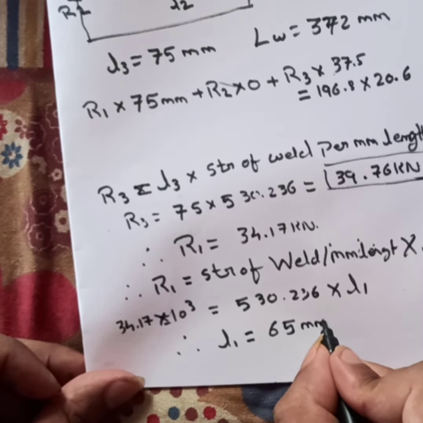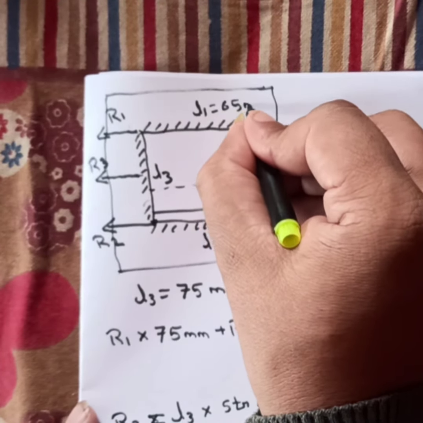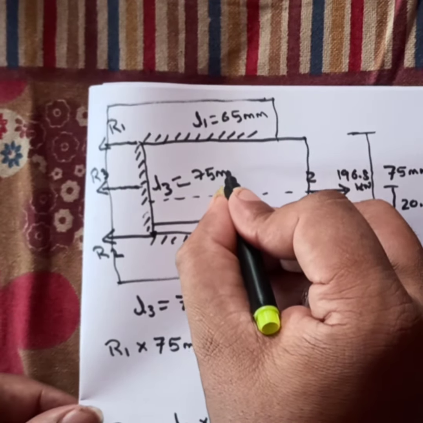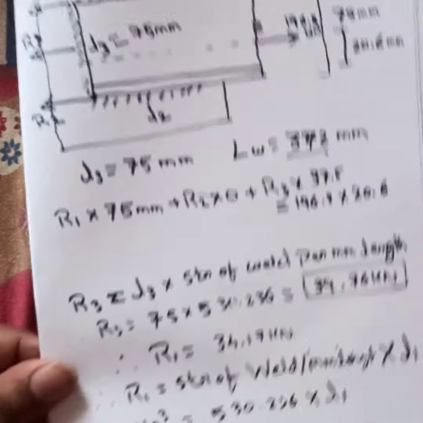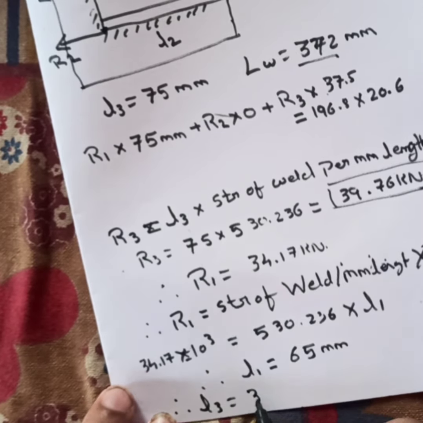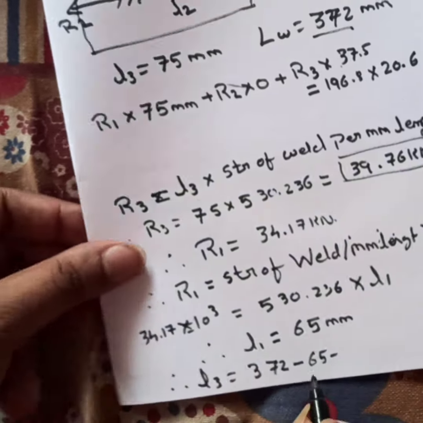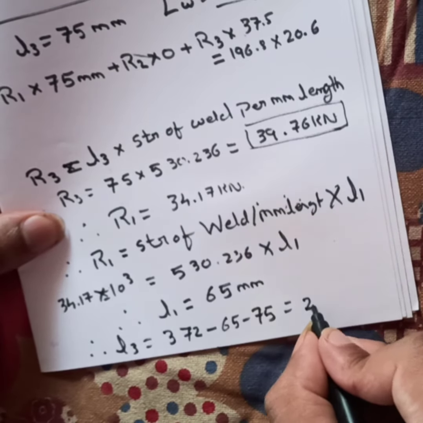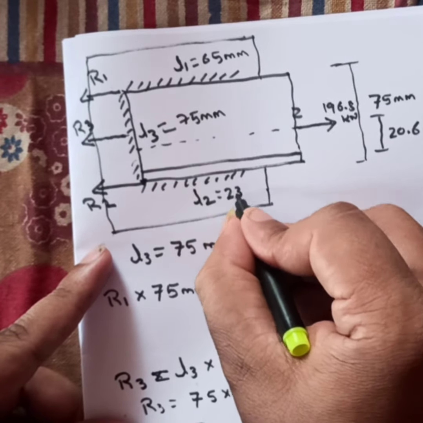Solving it, we get L1 as 65 mm. L3 is 75 mm. The total length we need to provide is 372, right? Therefore L2 will be 372 minus 65 minus 75. So we will get L2 as 232 mm.